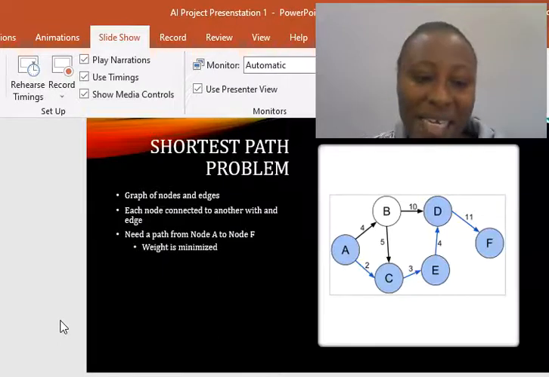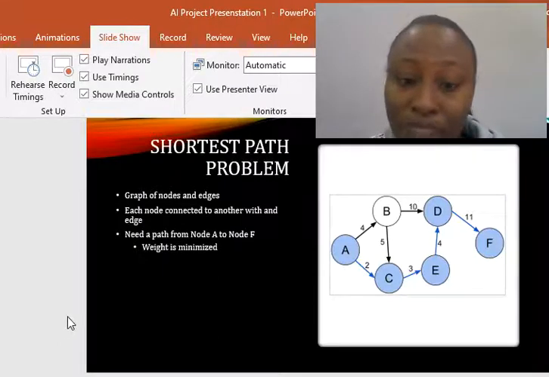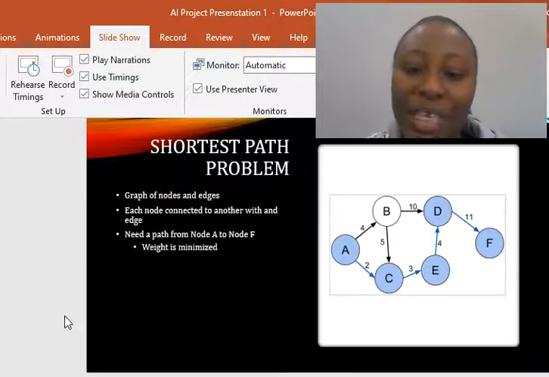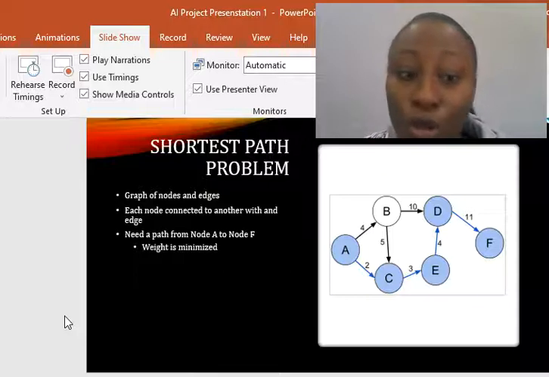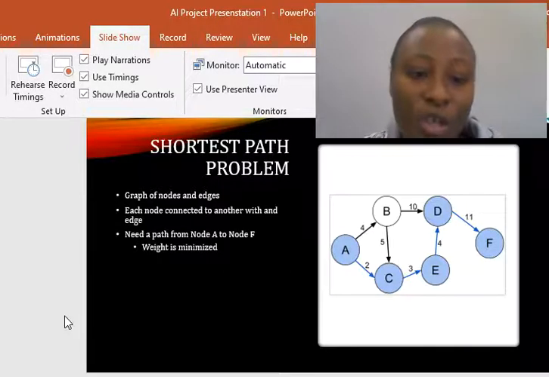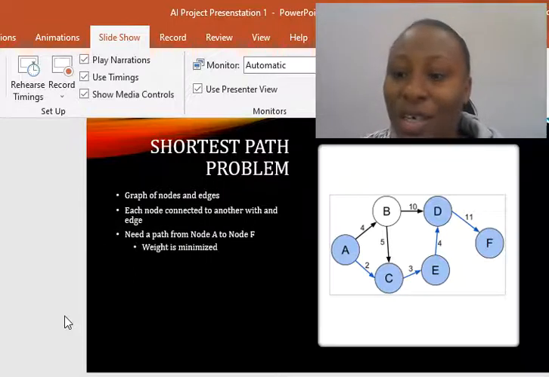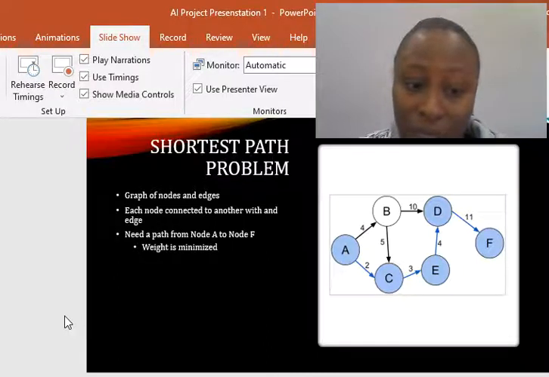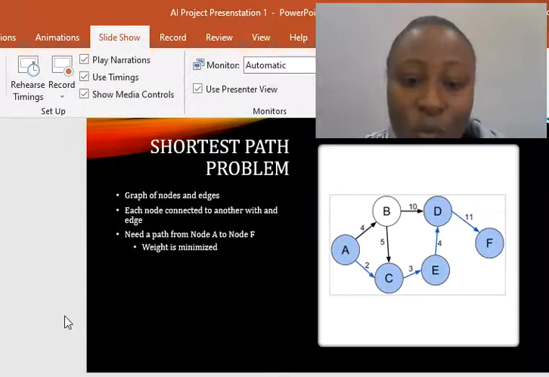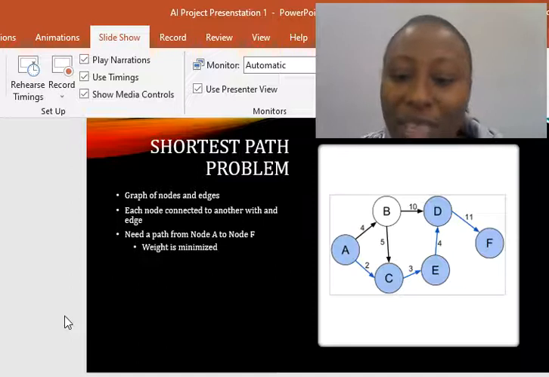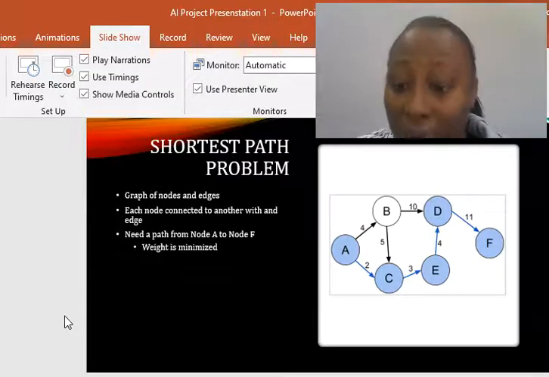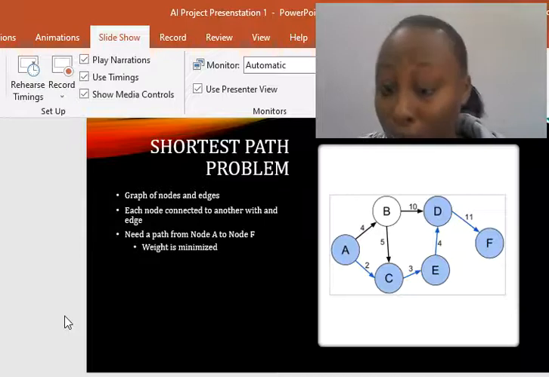So we start by taking a look at the shortest path problem in graph theory. The shortest path problem is a problem of finding a path between two vertices or nodes in a graph such that the sum of all the weights of the constituent edges is minimized. In a typical graph, you have a bunch of nodes and edges connecting these nodes to one another. And across these edges, we have weights that signify the cost of traversing from one node, namely node A, to another node, namely node B.